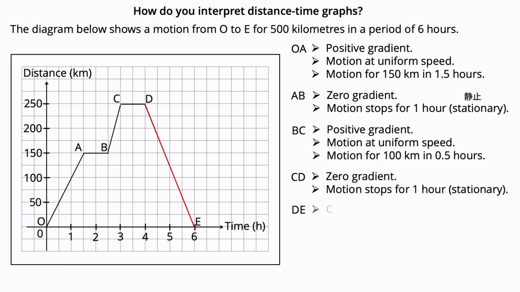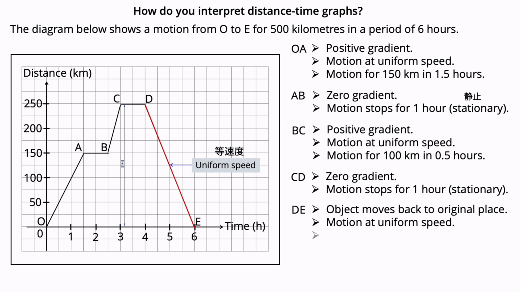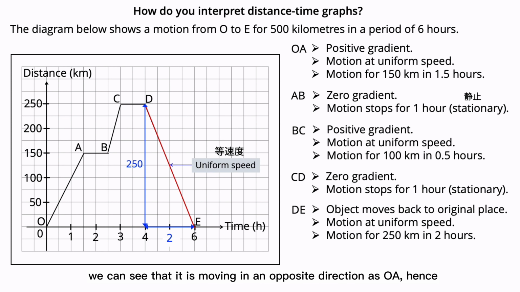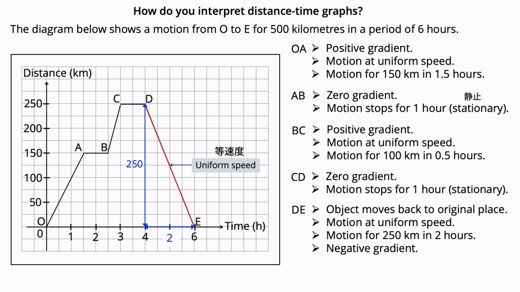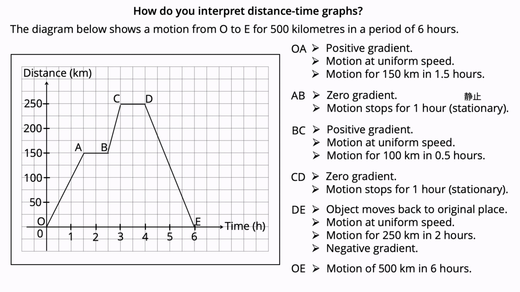Lastly, the object moves back to its original position at a uniform speed for a distance of 250 kilometers in 2 hours. Looking at DE, we can see that it is moving in the opposite direction to OA, hence negative gradient. Negative gradient, or we call it negative speed, shows the object moves back to its original place or moves in the opposite direction. This is how the object moves from O to E. OE represents the motion of 500 kilometers in 6 hours, to and fro.